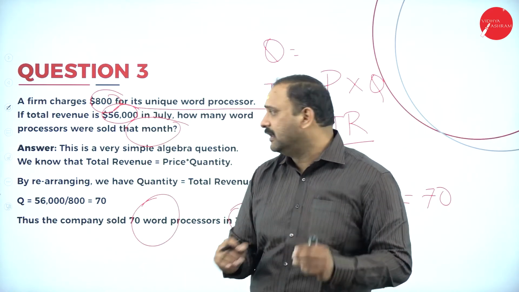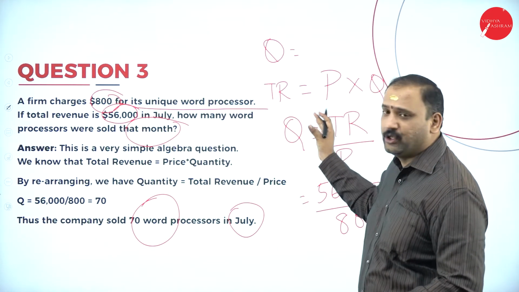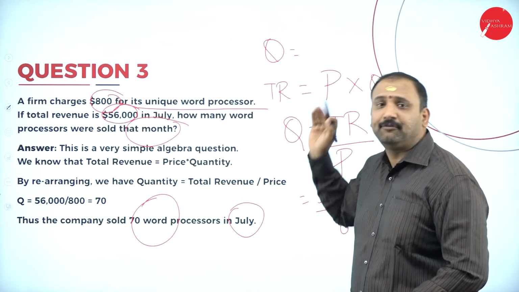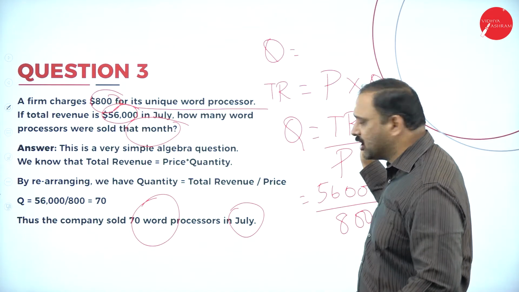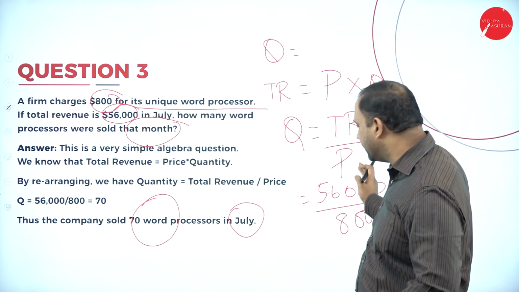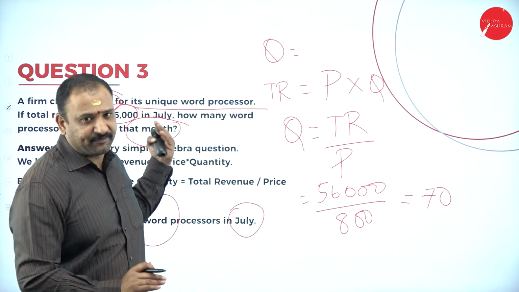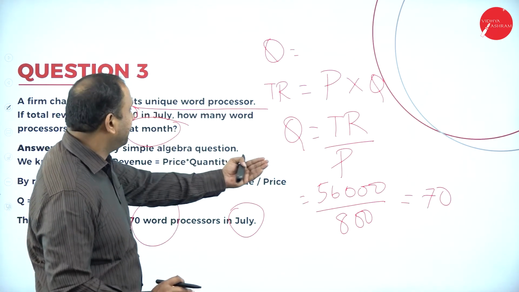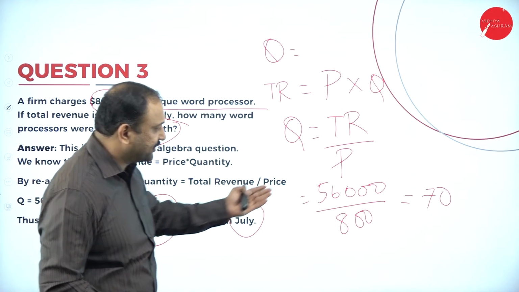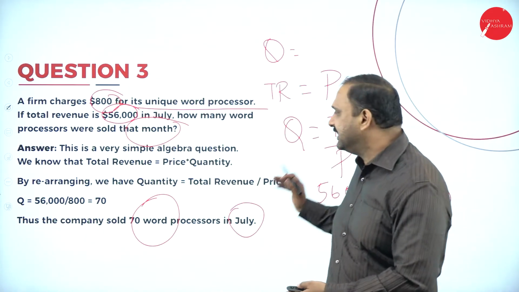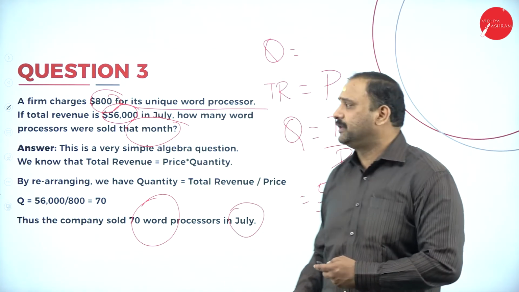It is very simple. All you have to do is substitute the values. Total revenue is equal to price into quantity. Here we have to find the quantity, so the formula changes to total revenue divided by price. Total revenue is already given, that is 56,000, divided by the price, which is also given, that is 800. 56,000 divided by 800 is equal to 70. That's how you will find the value here.